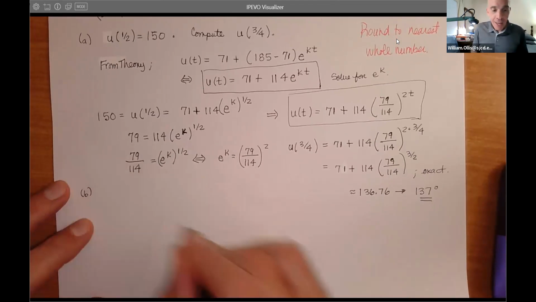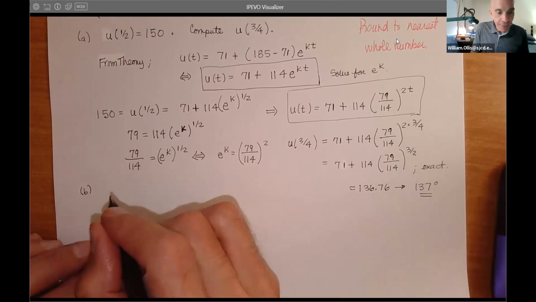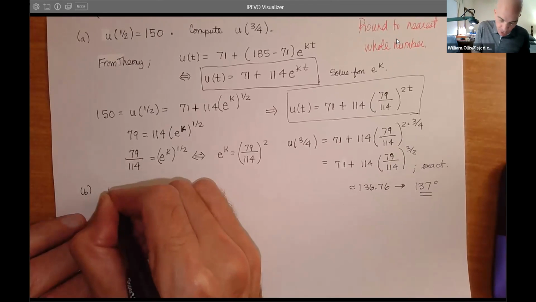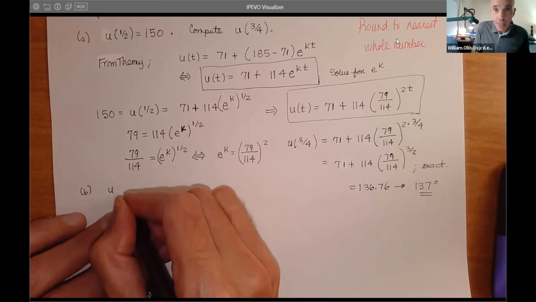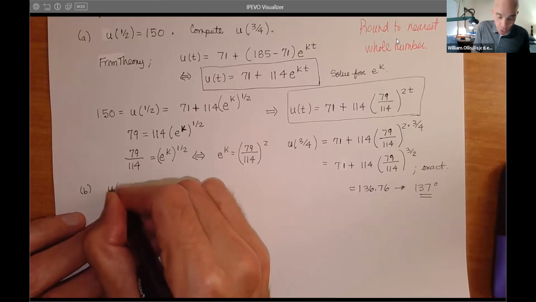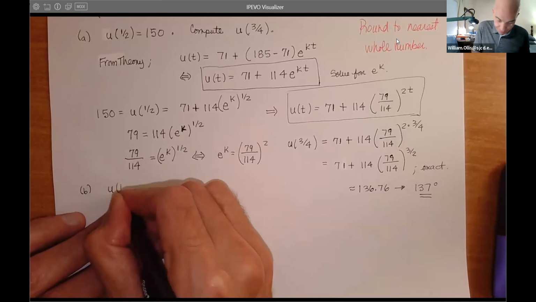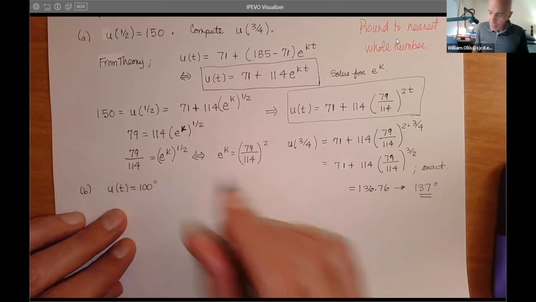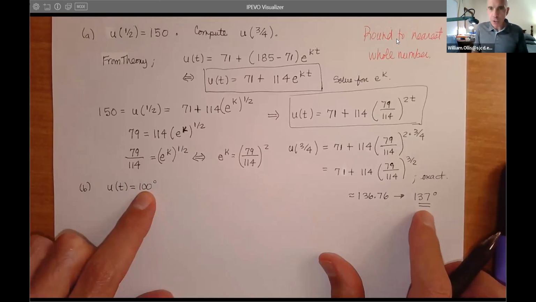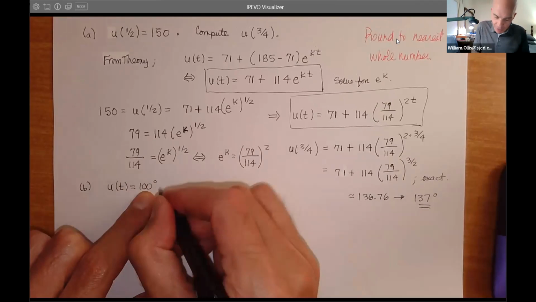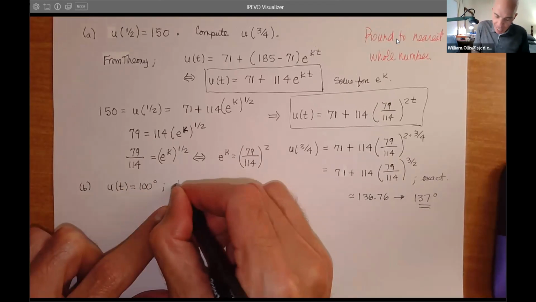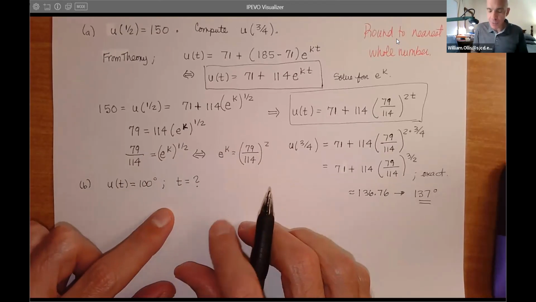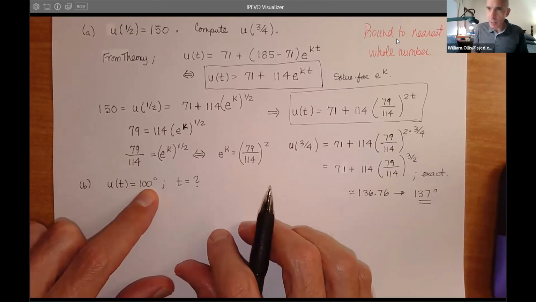So B, it says, let's see, what do we have here? Okay, so now here's what WebAssign gives us. It says that the temperature of the turkey is 100 degrees. So you're thinking, okay, it's even cooler than it is here. And then they ask, how much time will have elapsed if the temperature is now 100?